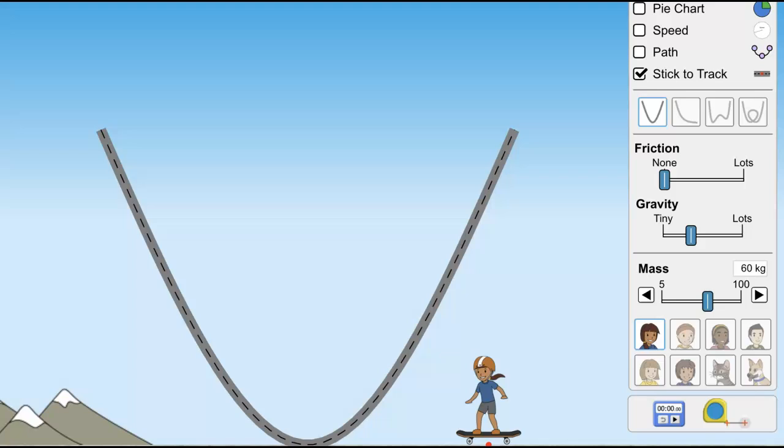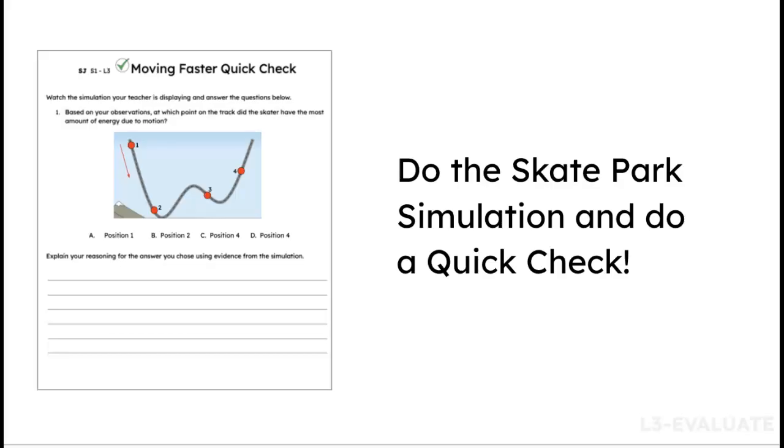For the Evaluate portion, you'll go to the PhET Skate Park simulation. Then have students observe the skater's motion and complete the Moving Faster Quick Check Student Journal page.